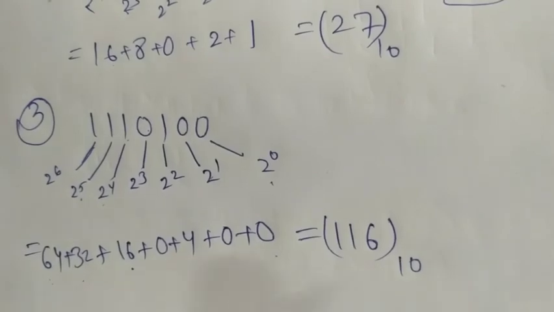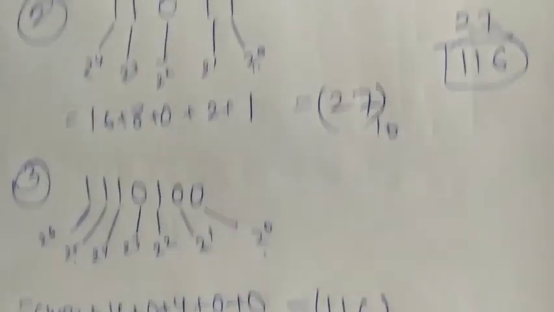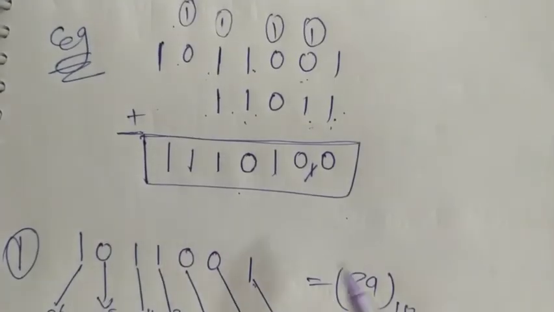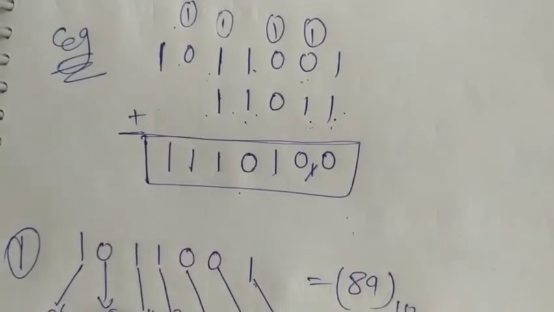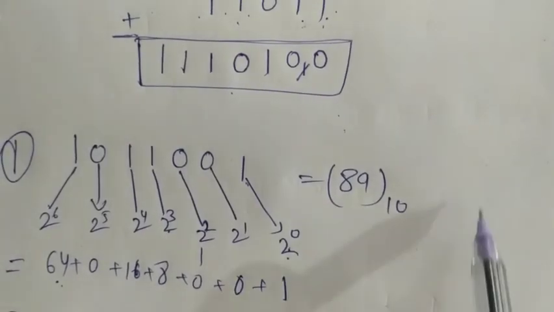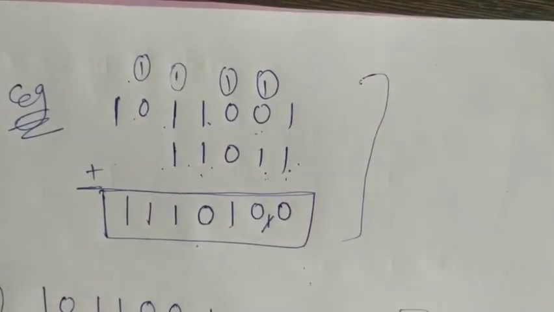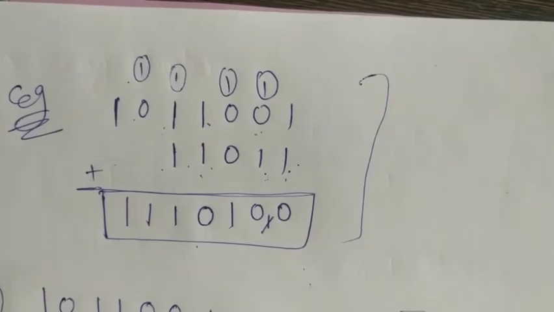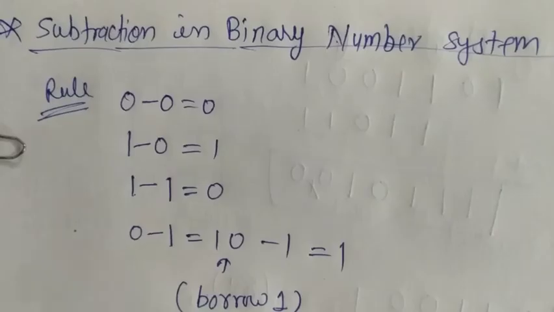So whether we add in decimal or in the binary format, the result will be the same. I have verified this with the decimal format. You just need not do all these things, you just need to add in the binary format. Okay, now we will try to understand how to subtract in the binary number system.